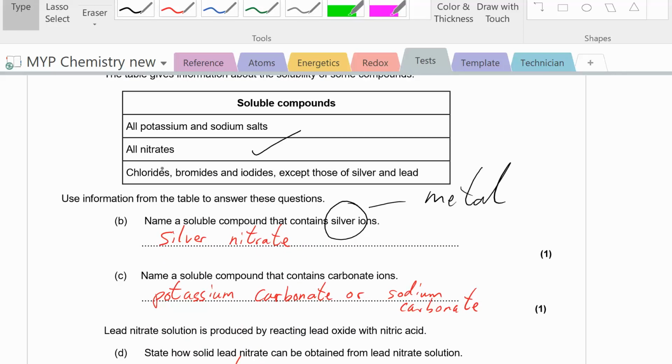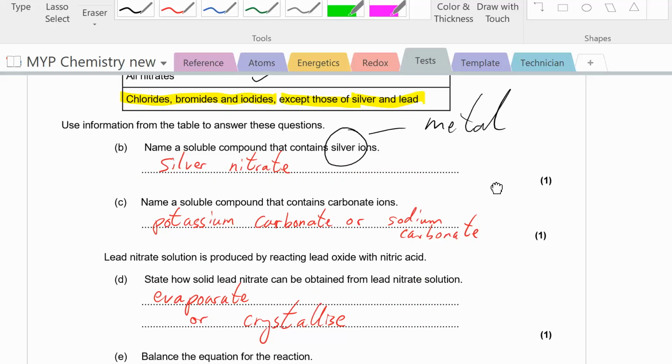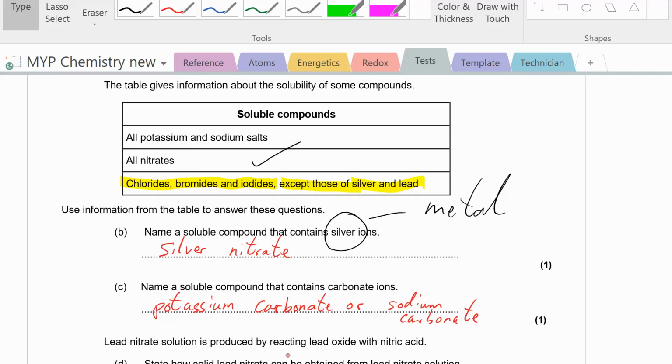You also couldn't have said silver chloride, bromide or iodide, given that silver and lead are not soluble, because it said except those of silver and lead. Name a soluble compound that contains carbonate ions. Well, carbonate is non-metal.